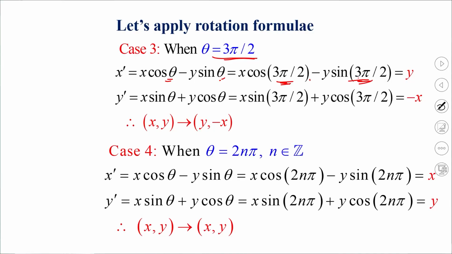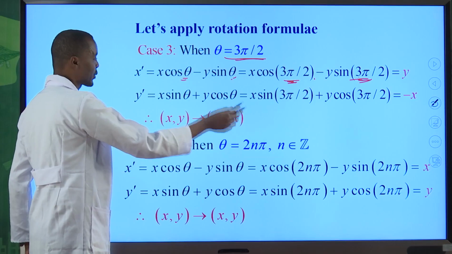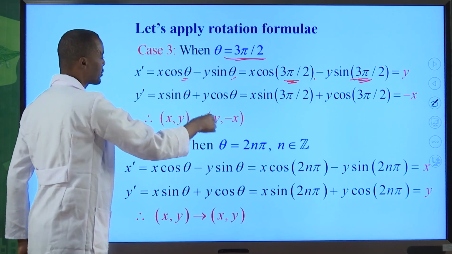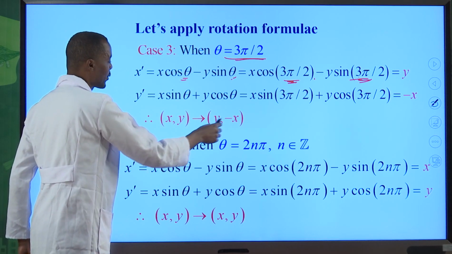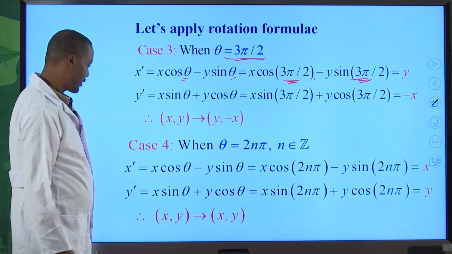If you start with a coordinate point x comma y, it will be mapped to a new coordinate after rotation through theta equal to 3 pi by 2. It will be y comma minus x.